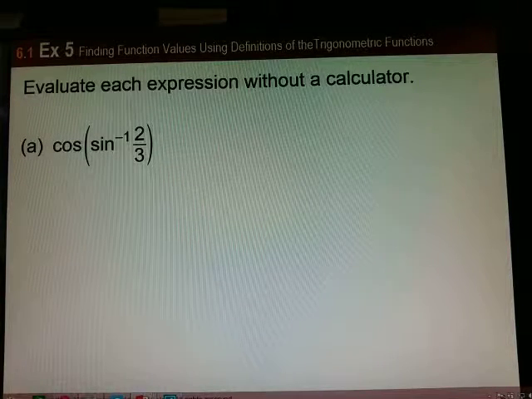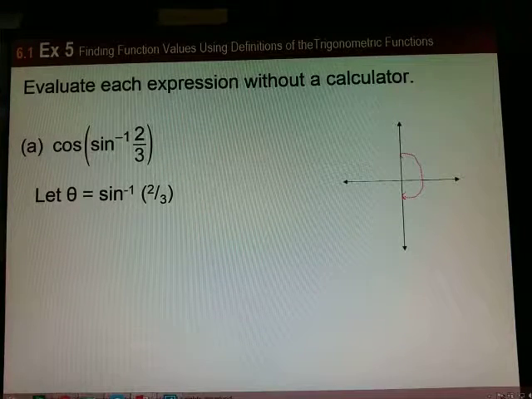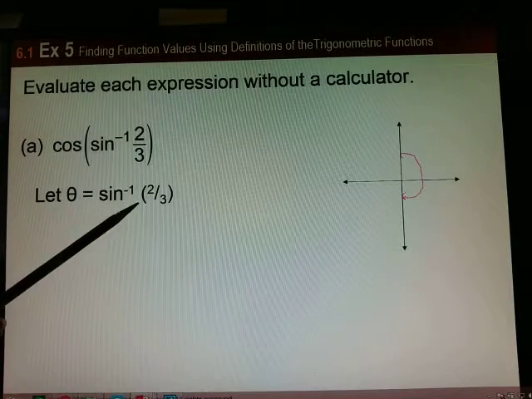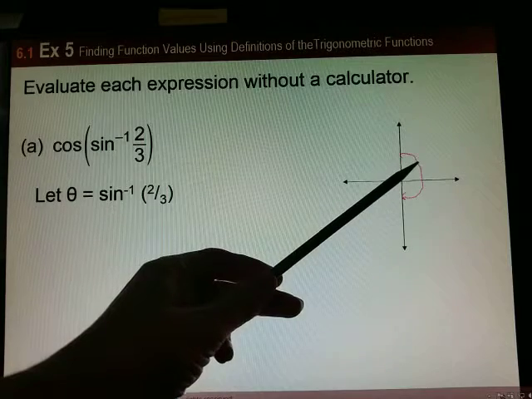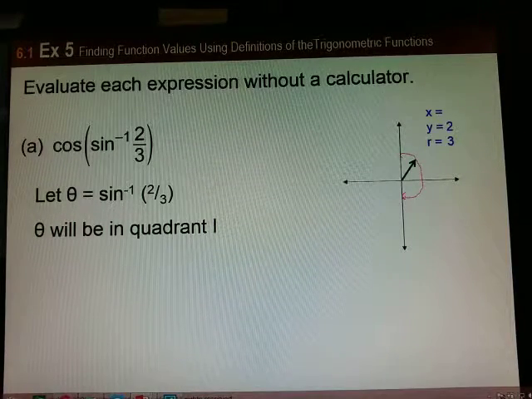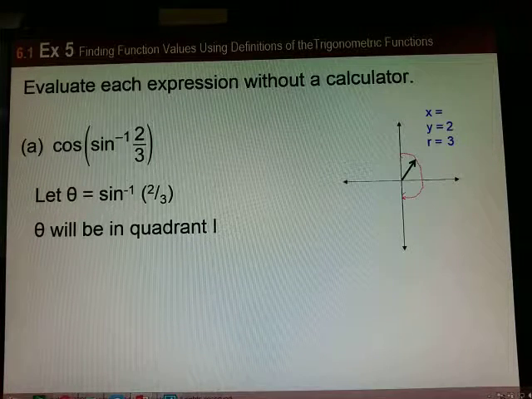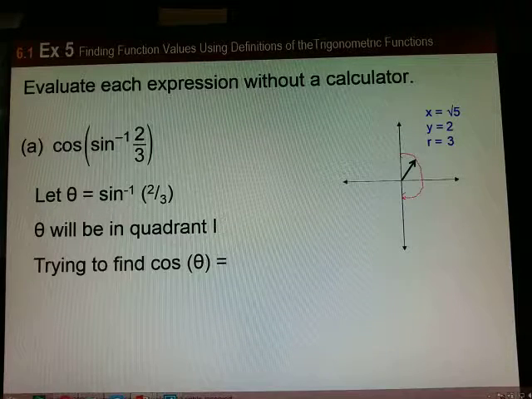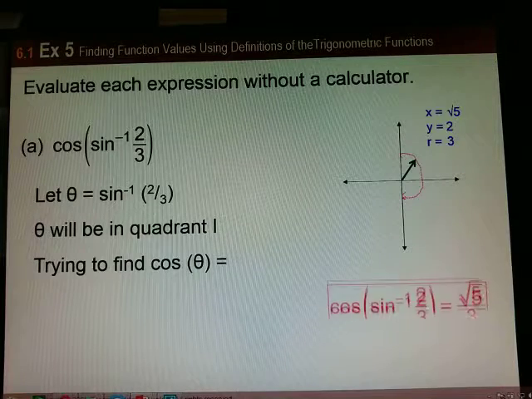It really helps on these to think about, first off, what quadrant it falls in. The inverse sine to be positive 2/3 is going to be in quadrant 1. In quadrant 1, my x and y would both be positive, and r would be positive as well. The sine is y over r, so that is the 2/3. With the Pythagorean theorem, I would take 9 minus 4, so my x would be the square root of 5. Now I want the cosine of that angle. The cosine of an angle is x over r, so my answer would be the square root of 5 over 3.